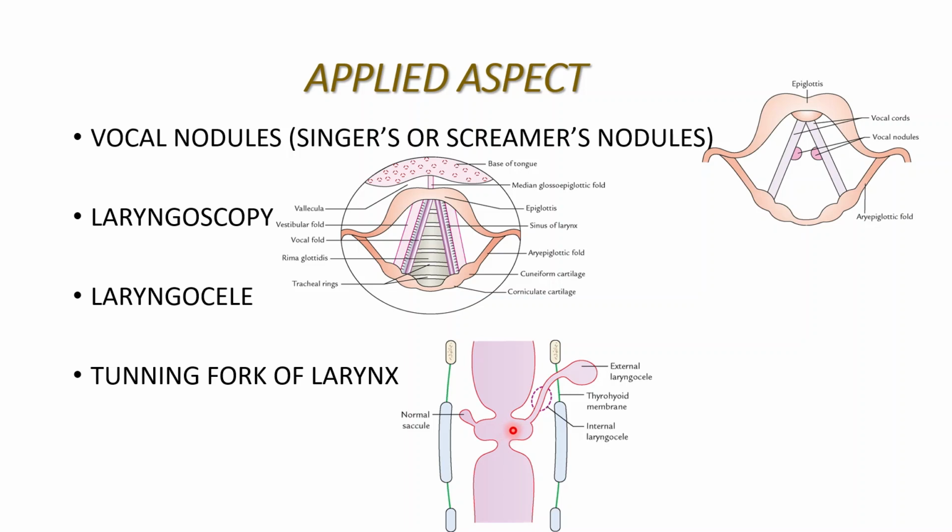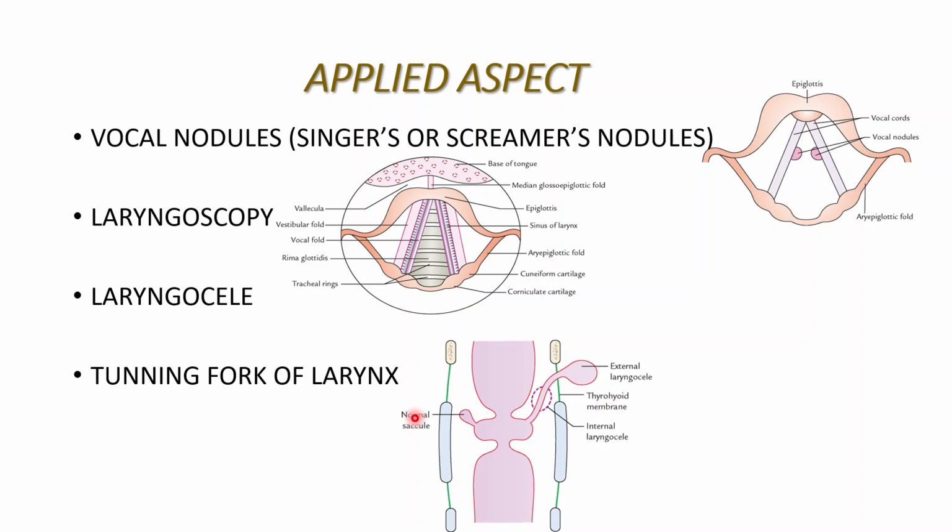the saccule dilates to produce an air-filled cystic swelling. As we can see in this picture, the saccule of the larynx is dilated to make up the air-filled cystic swelling, which is called the laryngocele. This laryngocele may be internal or external. In case of internal laryngocele, the cystic swelling is confined within the laryngeal cavity, whereas in case of external laryngocele, the saccule herniates through the thyrohyoid membrane and comes outside the larynx. So this is about the laryngocele.